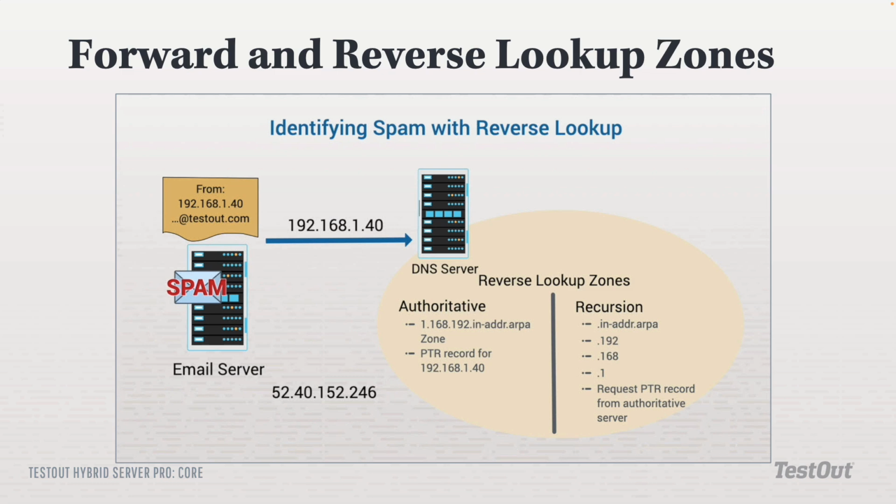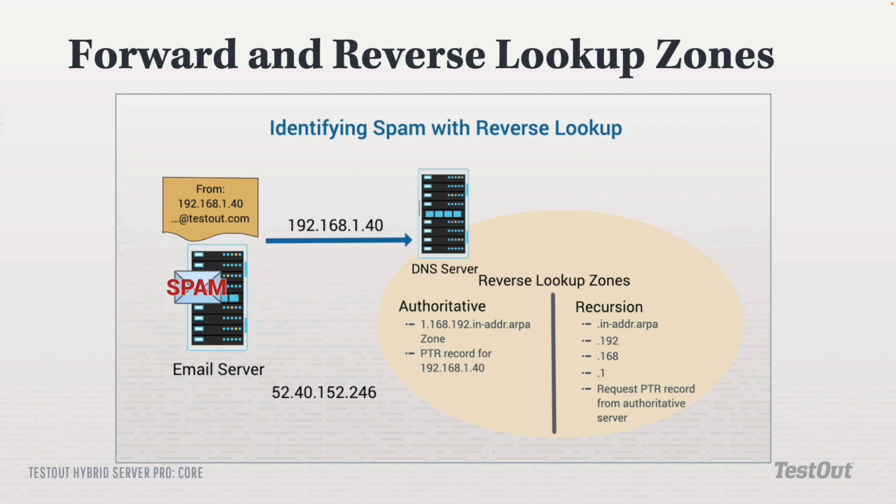We can see here there is an example of a spam email going out, and it's doing a reverse lookup. It's going to look into the reverse lookup zone to see where that's actually coming from. And if that MX record doesn't match up, it knows that it's going to be spam in that case, right?